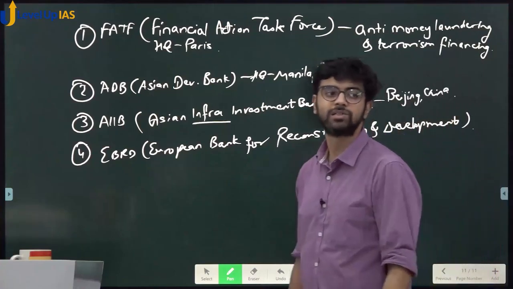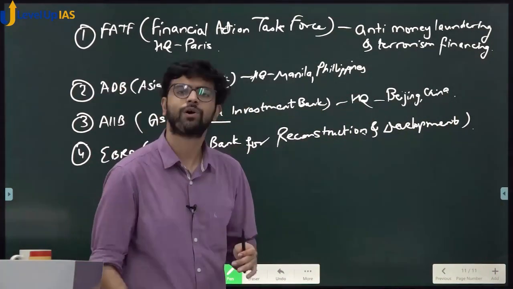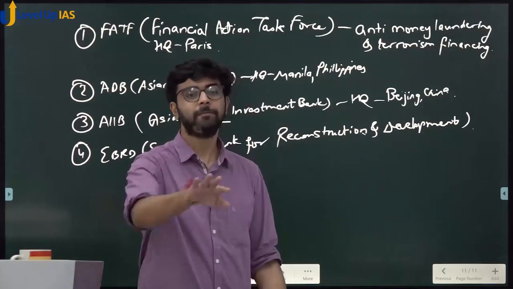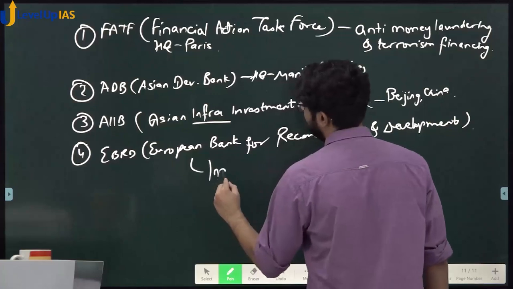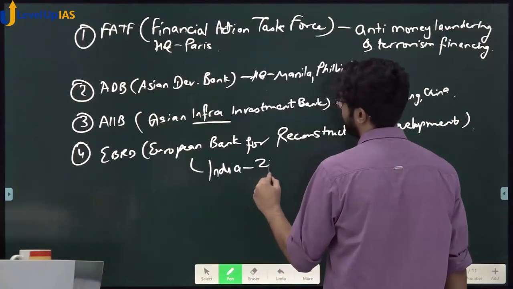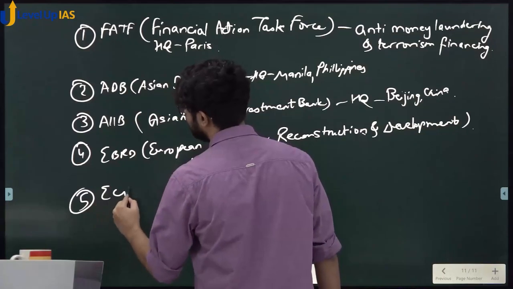European Bank for Reconstruction and Development. European Bank hai, mainly lends to European countries, also lends to other countries. India became a member in 2018. I'm giving the highlights. India became a member in 2018. Similarly, there is something called as ECB.